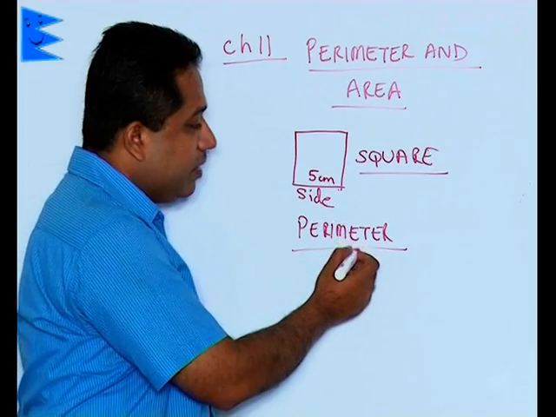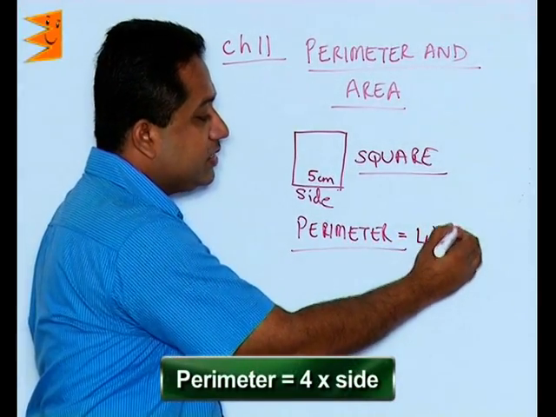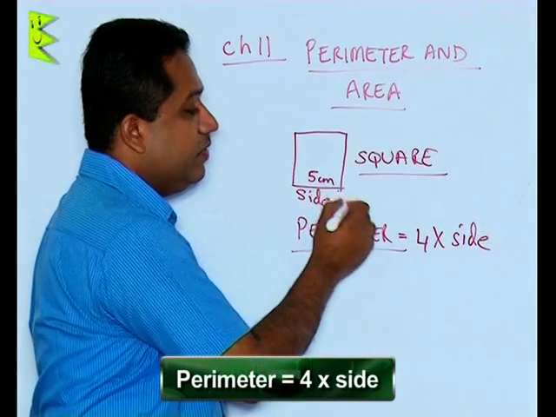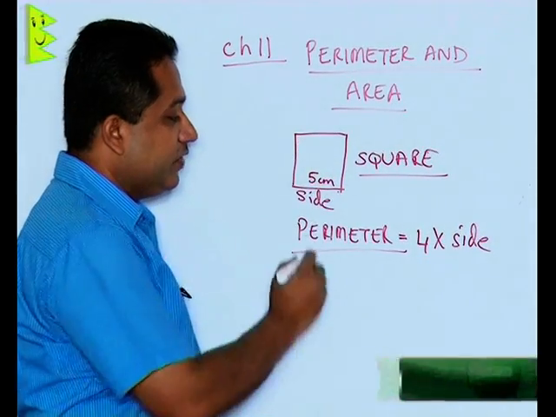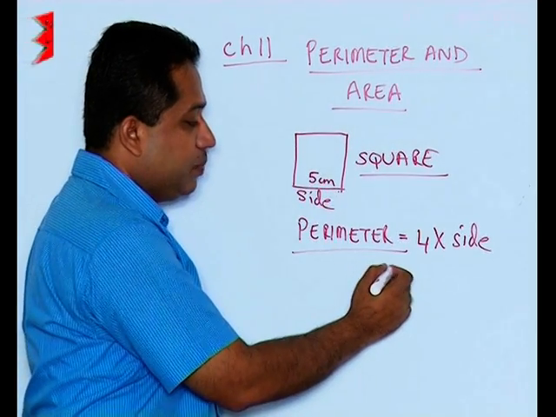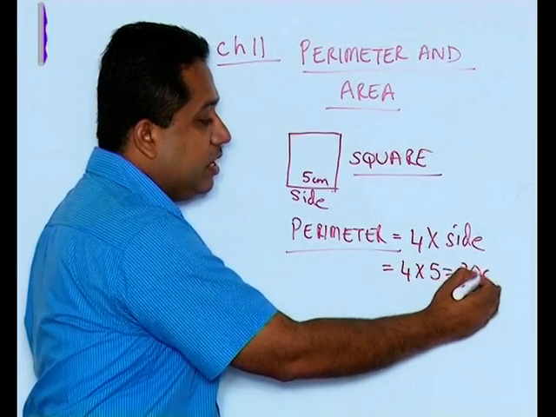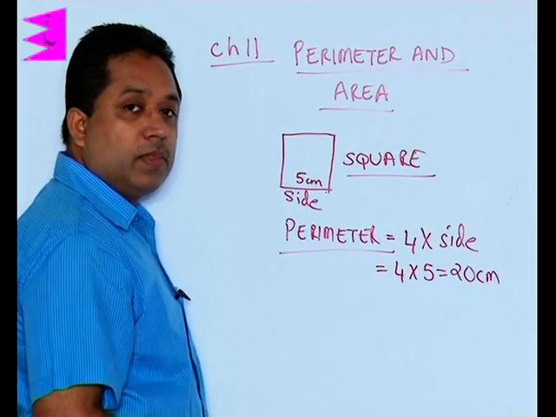Now, what is the perimeter? Perimeter therefore will be 4 multiplied by the side. So, we have the side, we just have to multiply it by 4. In this case, for example, if the side of the square is given 5, its perimeter will be 4 multiplied by 5, that will be equal to 20 centimeter.